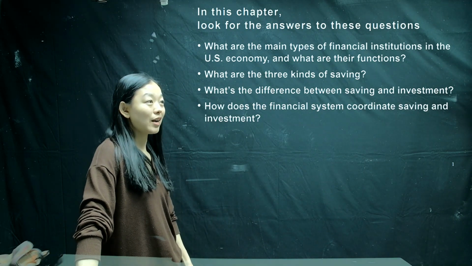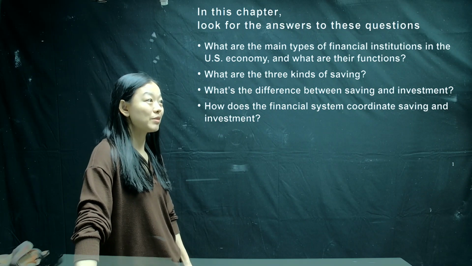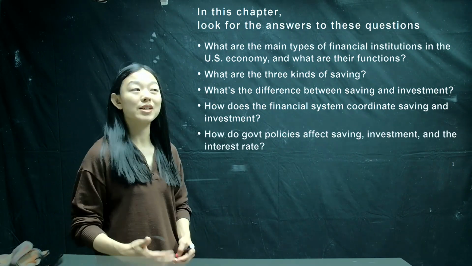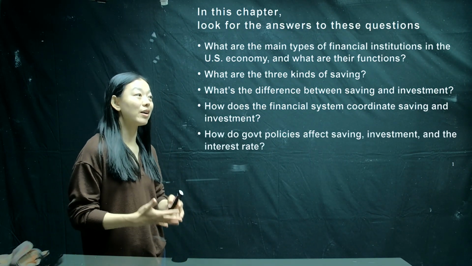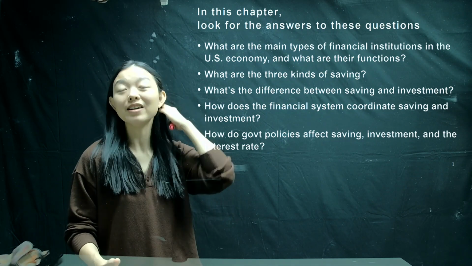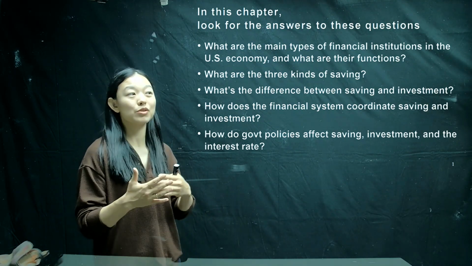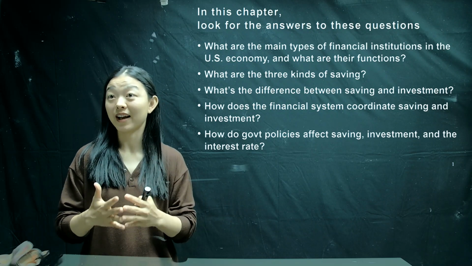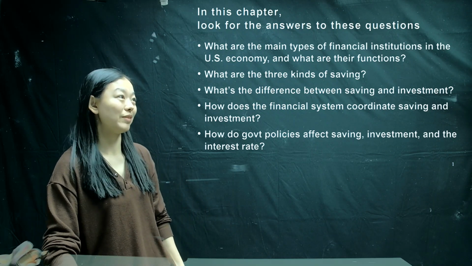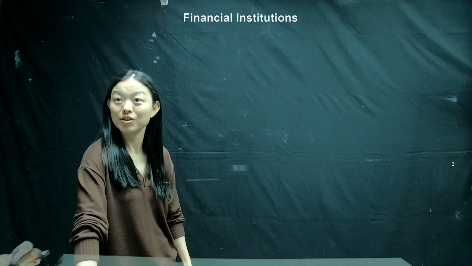Then we'd like to talk about how the financial system coordinates saving and investment. And last, we would like to talk about how government policies affect saving, investment, and the interest rate. Okay, so those are the questions we try to find the answers to in this chapter. Now let's first begin with the first one: financial institutions.